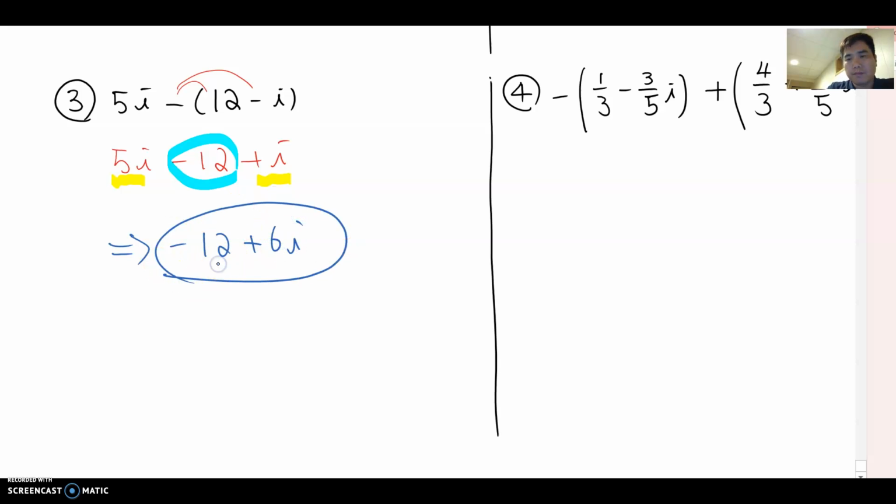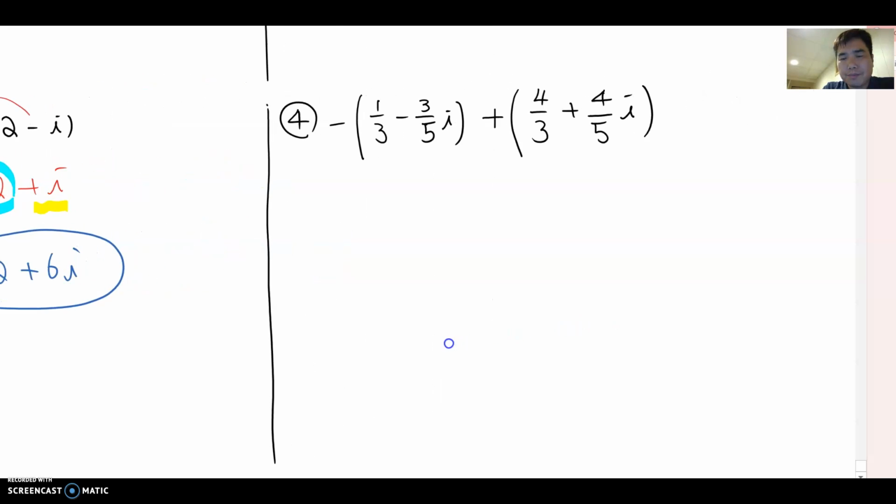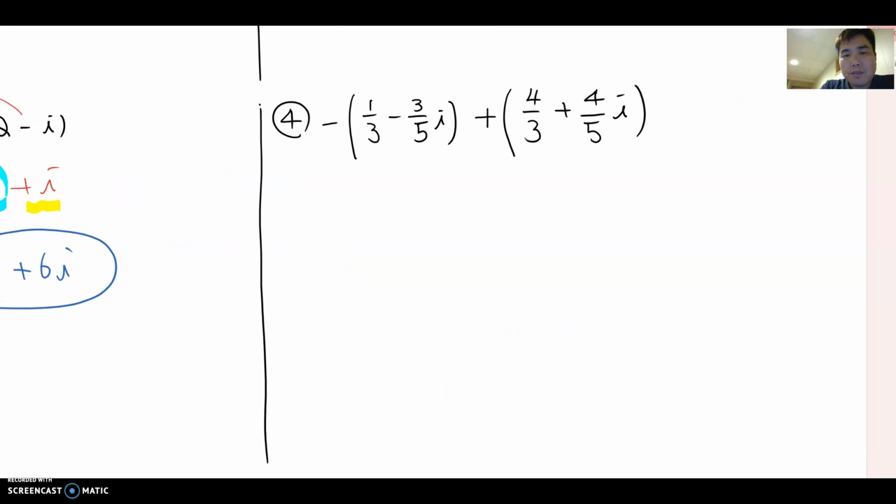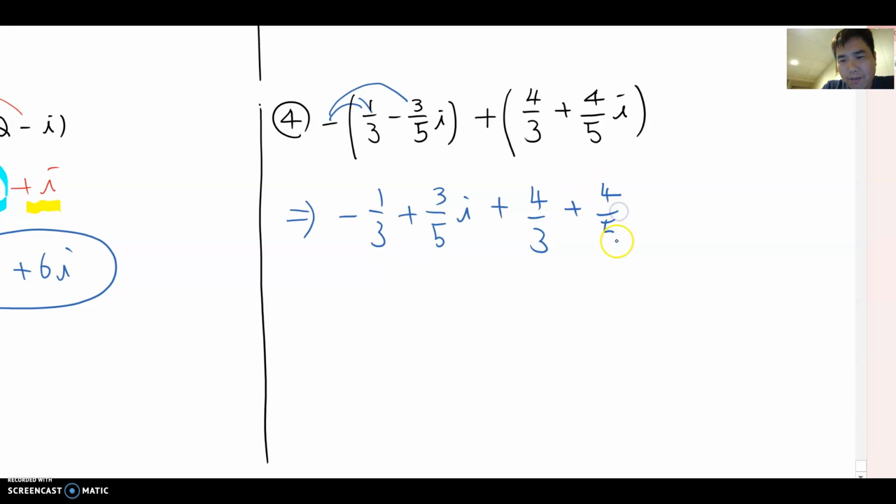Okay, now number 4 here. The first step is you need to distribute this one, then this becomes negative 1 over 3. Don't forget, change the sign. So plus 3 over 5 i plus 4 over 3 plus 4 over 5 i here. Now same thing, I'm going to combine two real terms and two imaginary number terms.